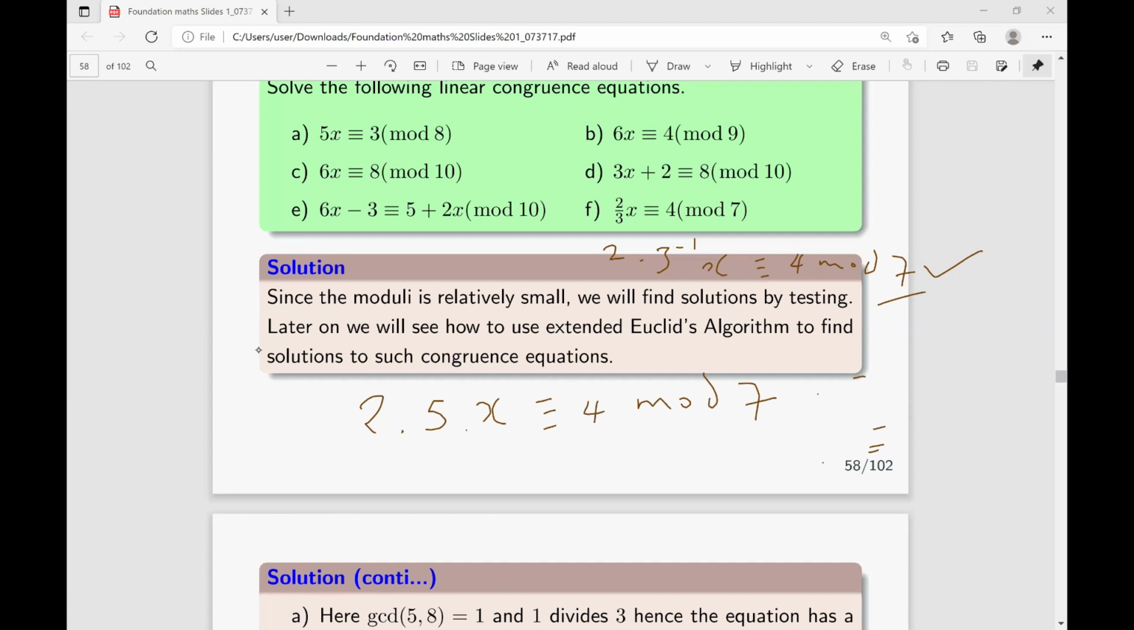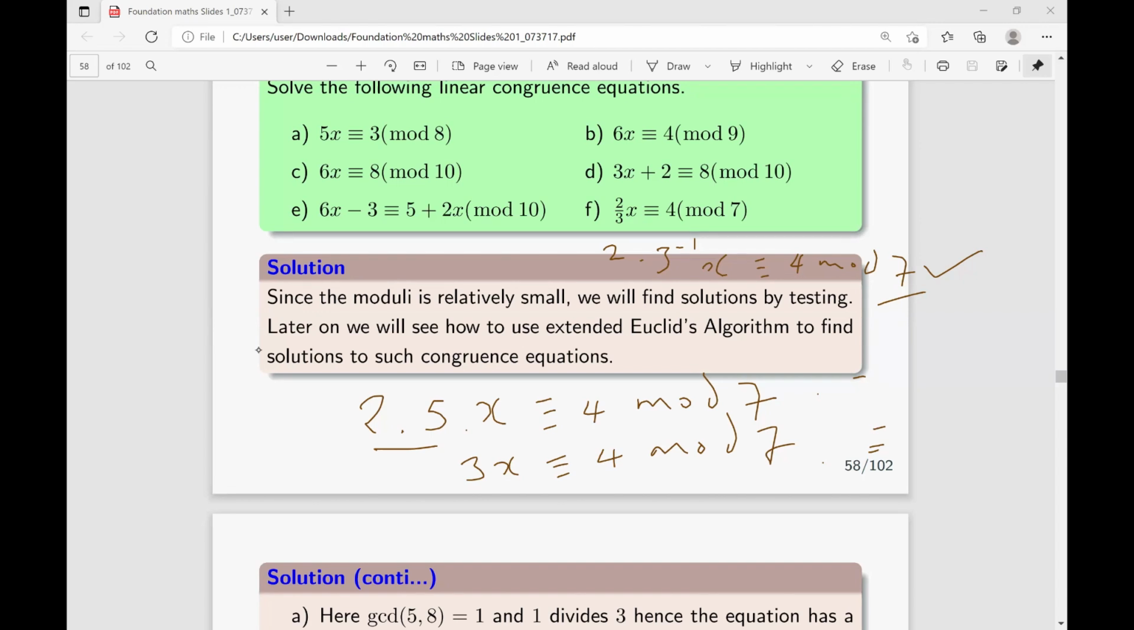Now, what we then have, this is 10. 10 is bigger than 7, so we reduce it mod 7. When you reduce it mod 7, you get 3. So you can now solve this. You begin by testing whether it has a solution. Find the GCD of 3 and 7. Is that okay? After finding the GCD of 3 and 7, it's 1. 1 divides 4, so this system has one solution.